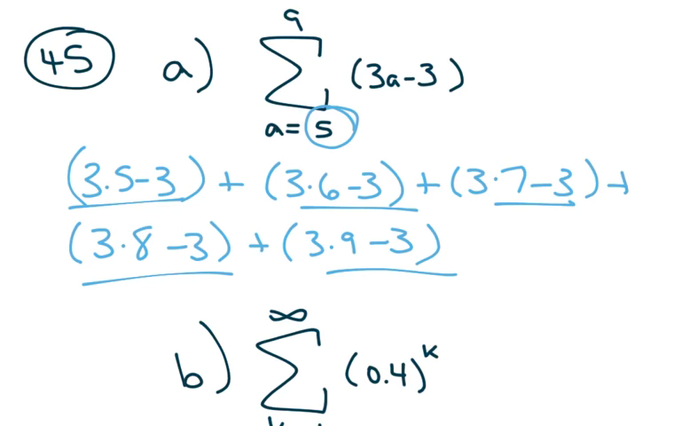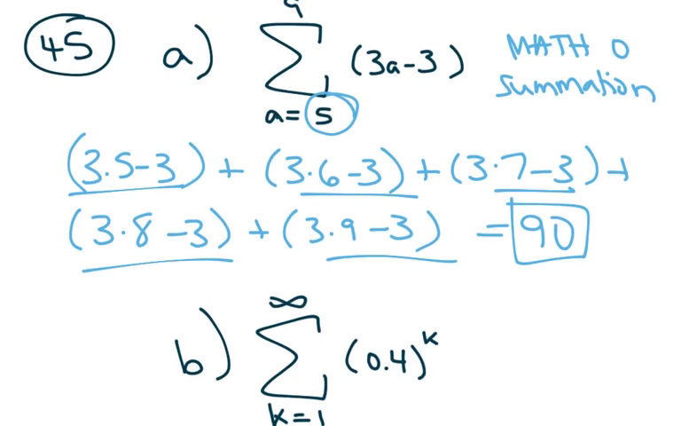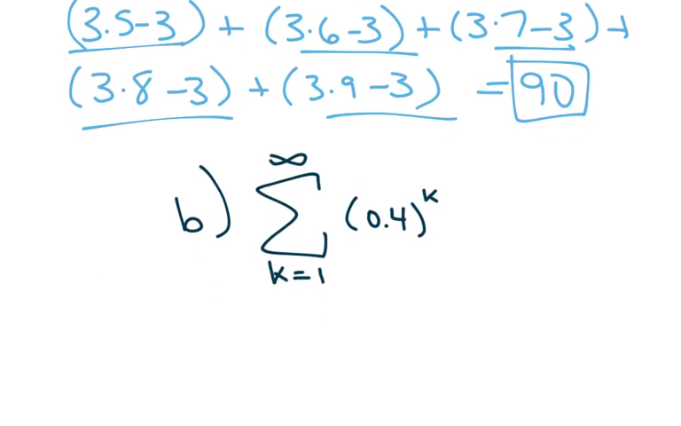Most of you probably have on your calculator under the math menu, Math 0, Summation. Well, if you press that and type in the information that you need, you'd find out the answer is 90. I don't care if you do it using expanded form or you use the summation function under Math 0. Now this only works if you have a start point and an end point, because in problem B it goes from 1 to infinity. Well, that you can't do.